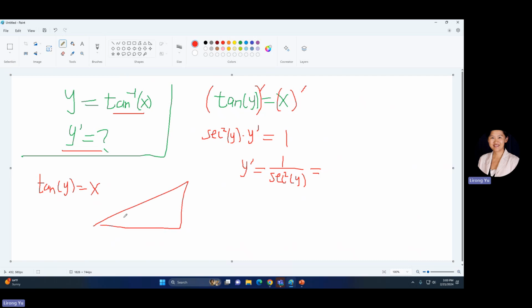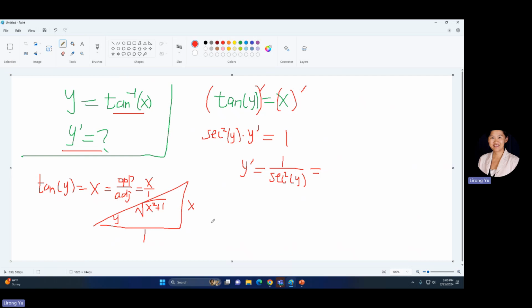So right here, in the triangle, y is an angle. Tangent is supposed to be opposite over adjacent. So this is the opposite, which is x. The adjacent has to be 1. It's x over 1, x, and that will be it. And then the hypotenuse would be the root of x squared plus 1 squared, so root of x squared plus 1. So that's the triangle. And we're going to find out how to represent secant y.